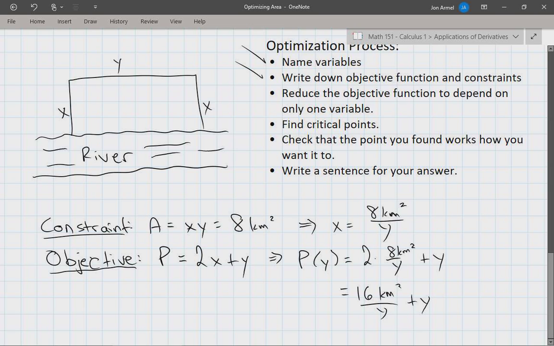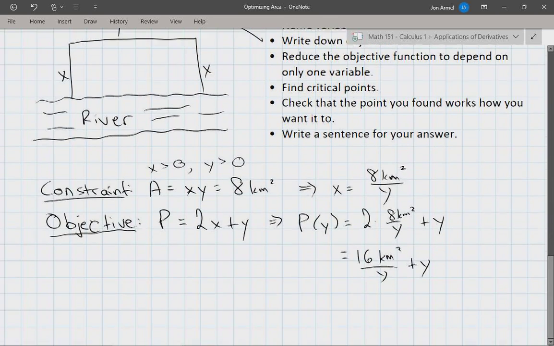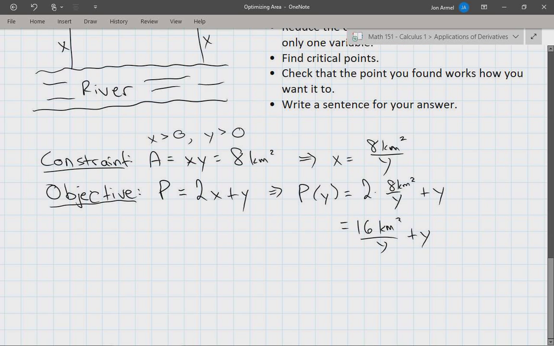Oh, I guess I could have put in some extra constraints now that I'm thinking about it. We also know x has to be greater than 0 and y has to be greater than 0. So if you want to include those, we probably already knew that. I mean, x times y equals 8, so they're both positive or both negative, and we definitely don't want negative numbers, but it doesn't hurt to put it in. Okay, so now we have our P of y, and it depends on only one variable, and now we need to optimize this.